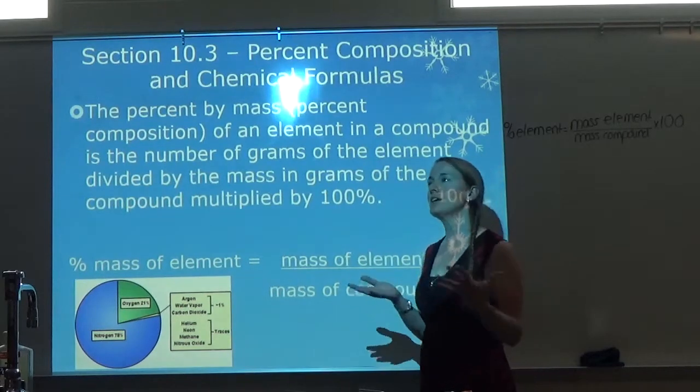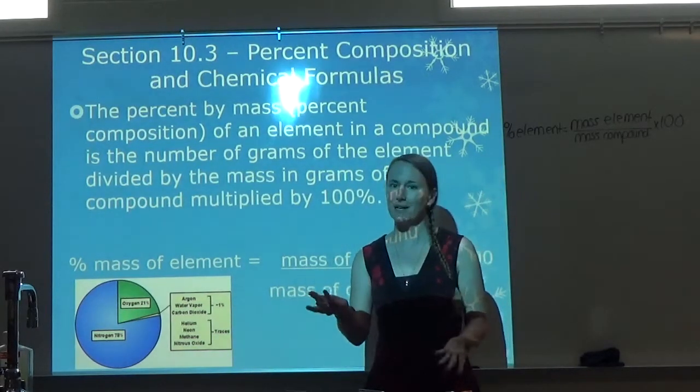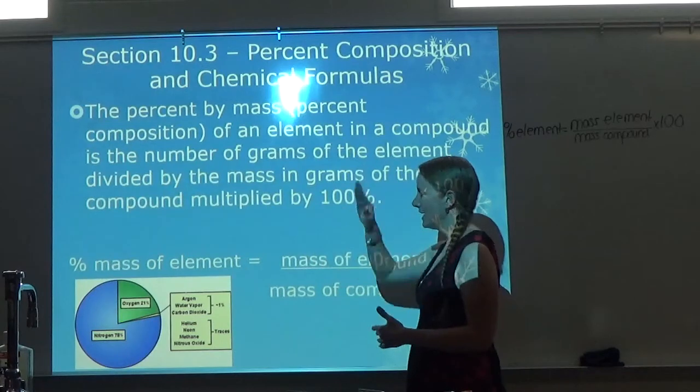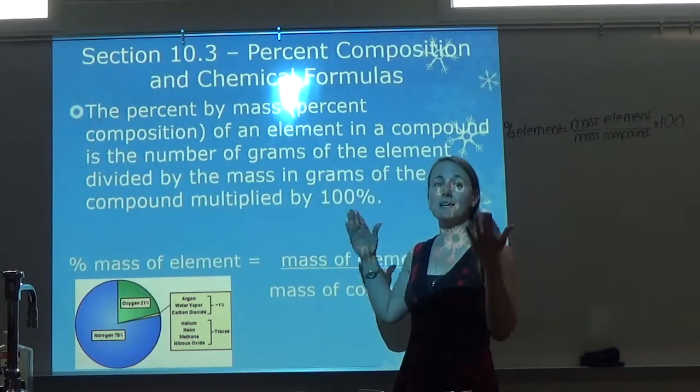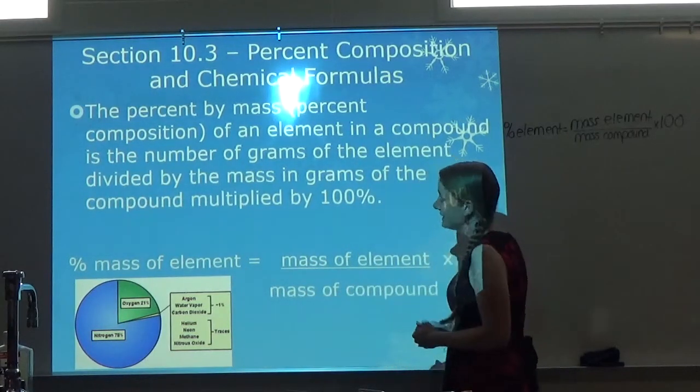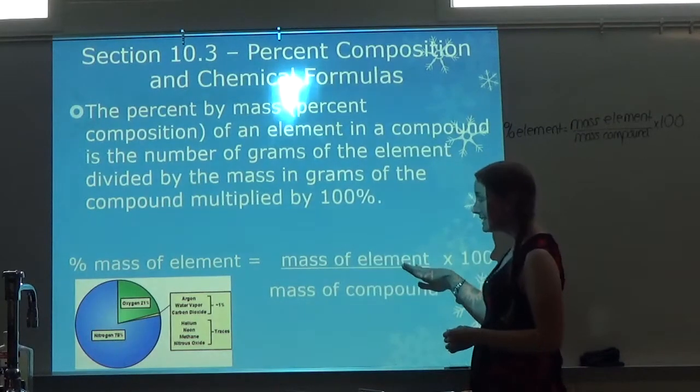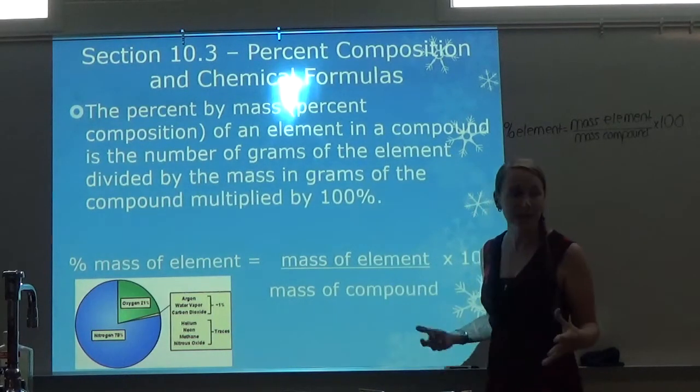So it's kind of like if I was trying to figure out what the percentage of girls were in my class. I would take the number of girls, divide by the total number of students, and multiply by 100 to get my percentage. So the same thing's happening. We're going to do the mass of the element over the mass of the whole compound times 100.